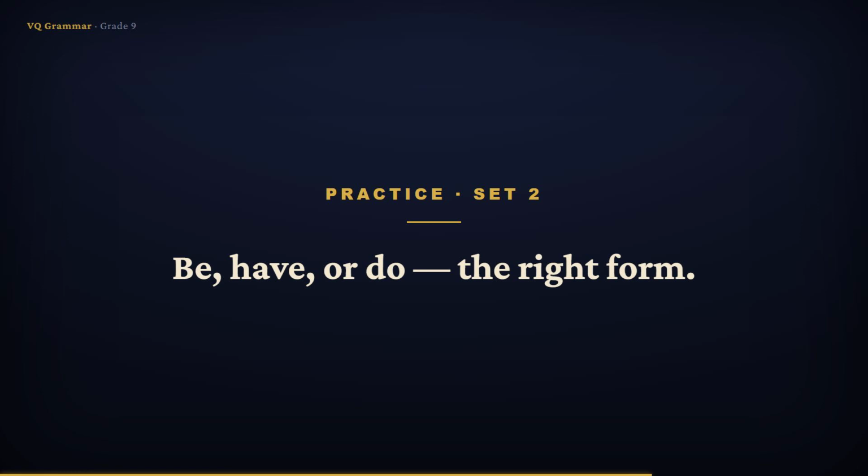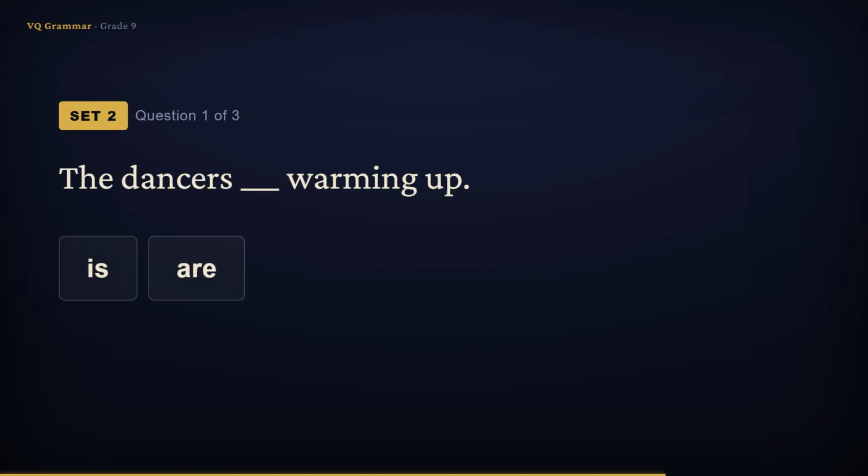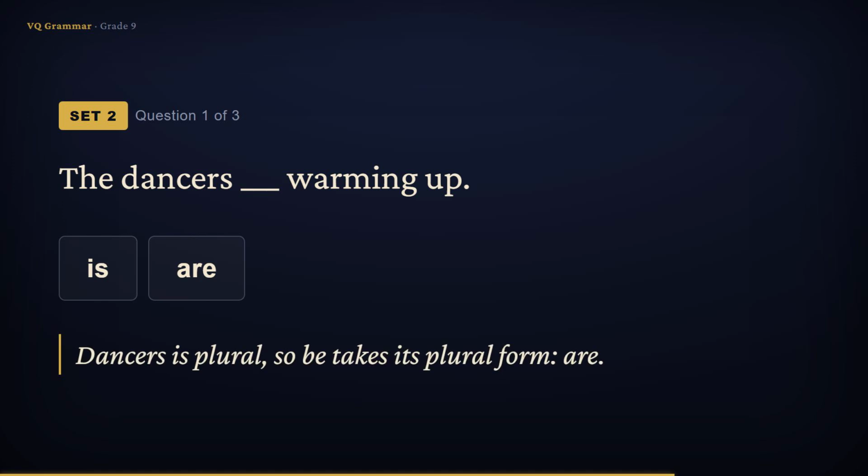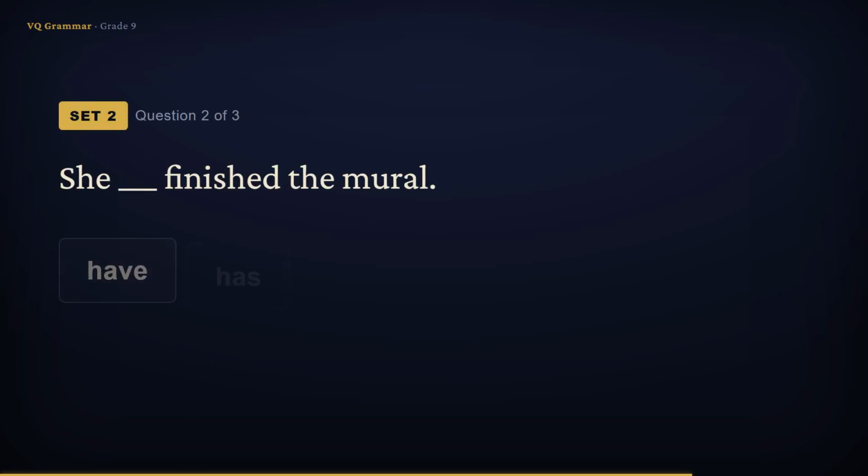Now each sentence uses be, have, or do. Choose the form that agrees with the subject. Pause and decide before I answer. The dancers blank warming up. Is or are? Dancers is plural, more than one, so the verb be takes its plural form. The answer is are.